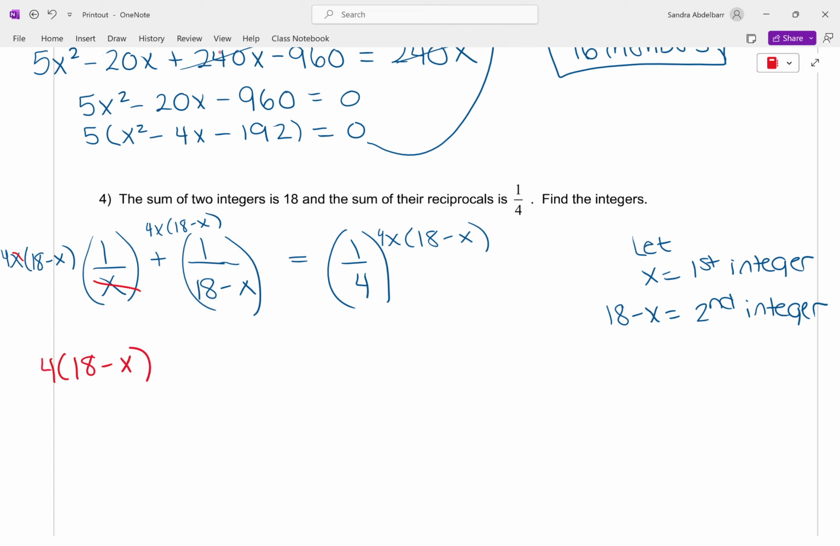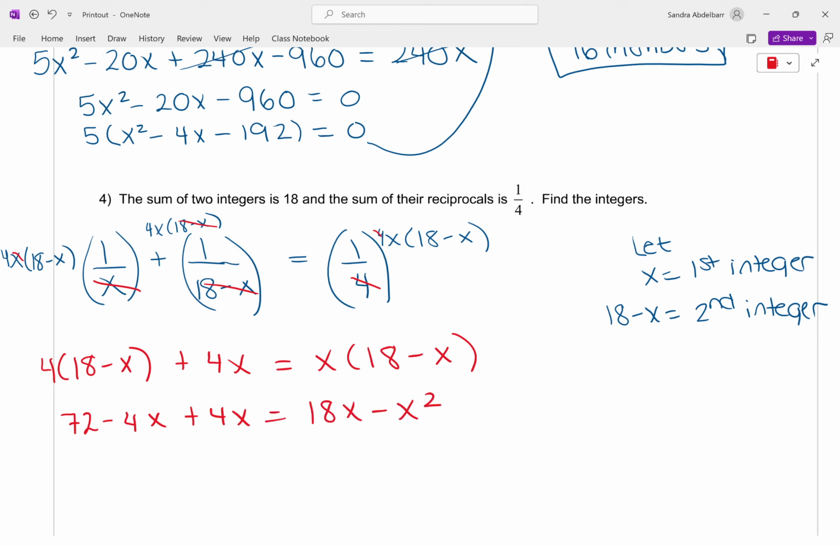So here the x's cancel. So I'm left with 4 times the quantity of 18 minus x. Here the 18 minus x cancels, so I'm just left with 4x. And here the 4's cancel, so we're left with x times the quantity of 18 minus x. We're going to distribute in. We're going to get 72 minus 4x plus 4x equals 18x minus x squared. We have the negative 4x and the positive 4x cancels.